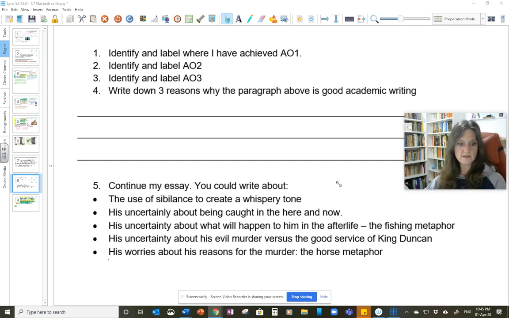Then you could have a look at that very, very long sentence, that very hyperbolic sentence, and how he shows his uncertainty about the evil deed he's about to commit, the evil murder that's going to damn him to hell, versus all of King Duncan's good points. And you could look at the simile there with the cherubim and the seraphim and the angels flying him to heaven, and zoom in on some of those key words, like the word clear and meek, for example.